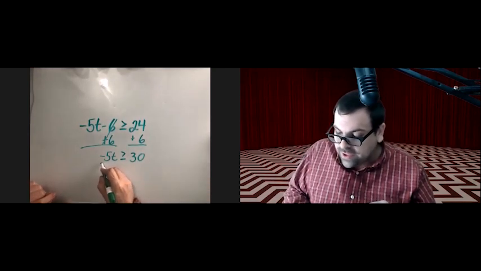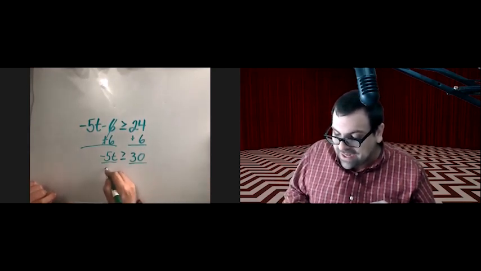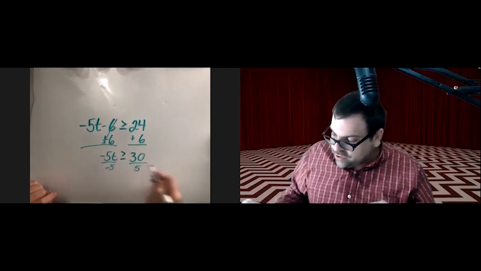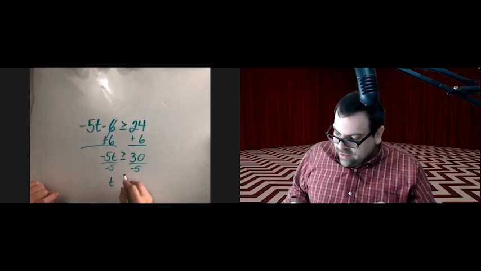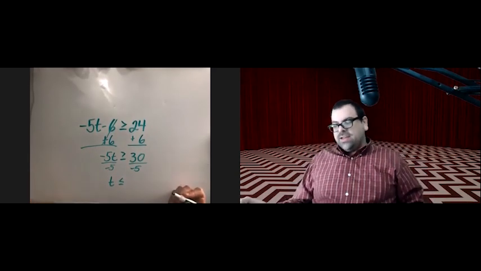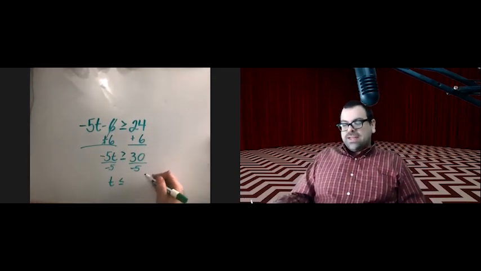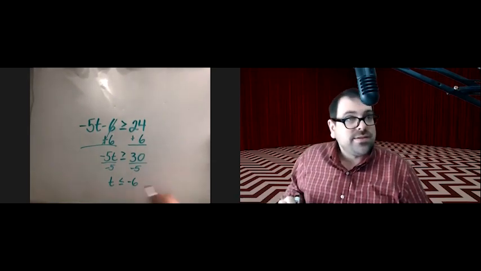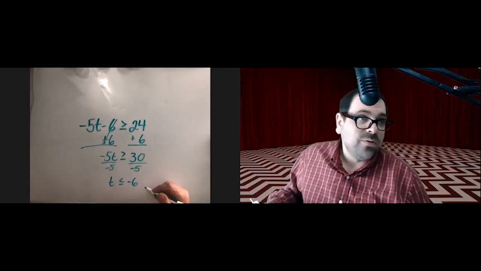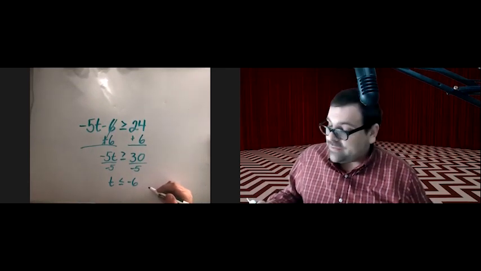Here, we are going to divide both sides by -5. Danger, Will Robinson. Switch the inequality sign. Positive 30 divided by -5 is -6. So t is less than or equal to -6.